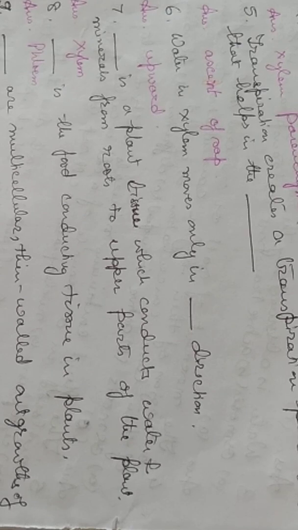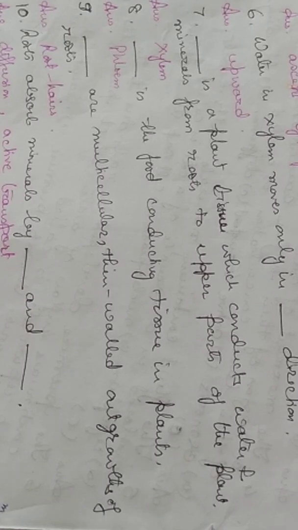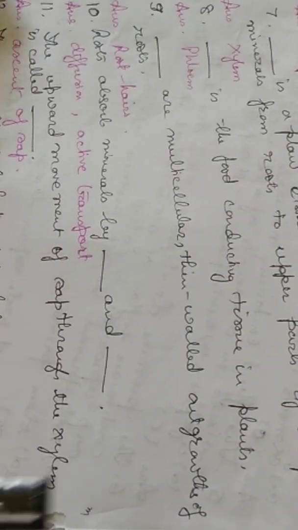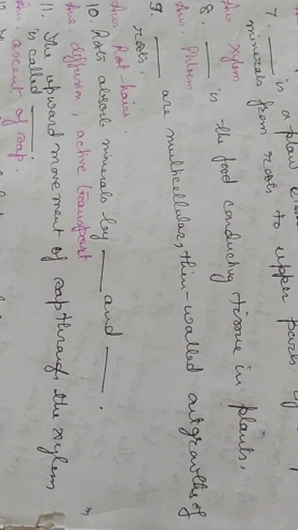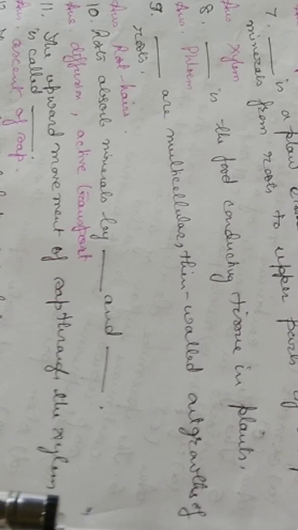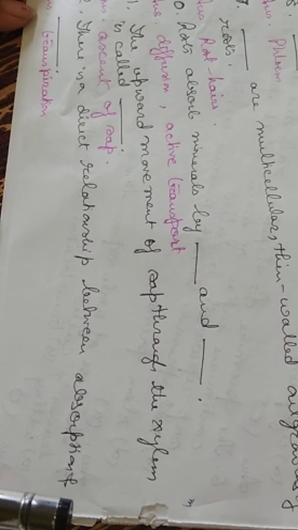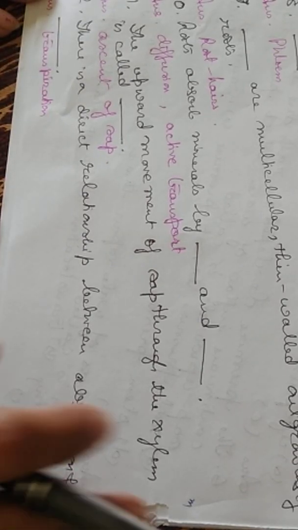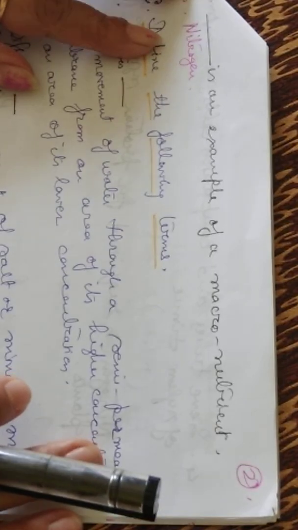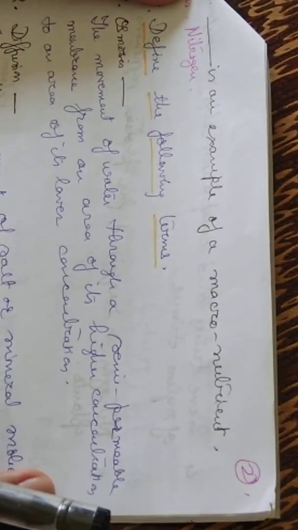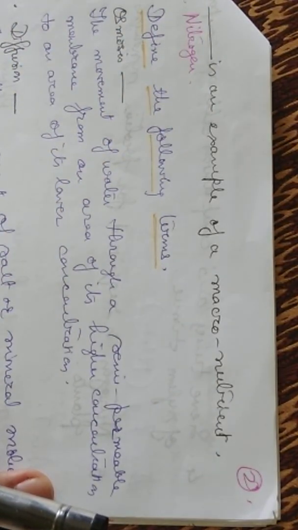Dash is a plant tissue which conducts water and minerals from roots to the upper parts of the plant. It is the xylem. Dash is the fluid conducting tissue in plants. It is phloem. Dash are multicellular, thin-walled outgrowths of the roots, that is root hairs. Roots absorb minerals by diffusion and active transport. The upward movement of sap through the xylem is called ascent of sap. There is a direct relationship between absorption and transpiration. Dash is an example of macronutrient. Nitrogen is an example of macronutrient.